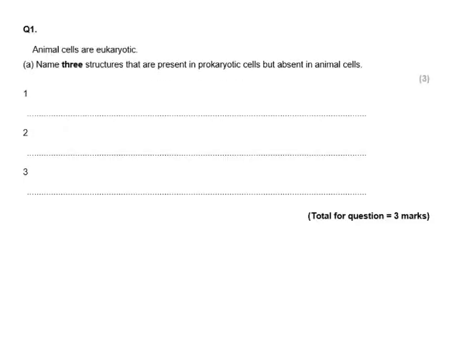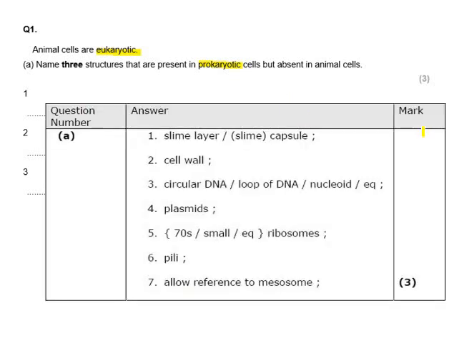So, question number 1. Animal cells are eukaryotic. You should be highlighting and annotating any key terms already. Name 3 structures that are present in prokaryotic cells but absent in animal cells. Okay, so prokaryotic means bacterial cells. That should be annotated. And this question was generally answered quite well, but quite a lot of people put flagella, which is not one of the answers.